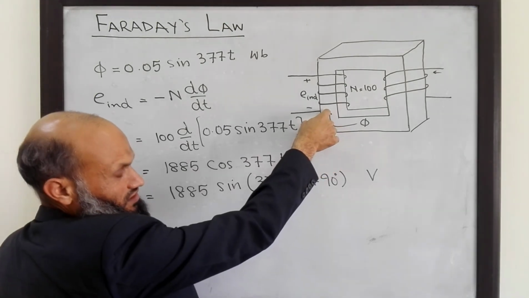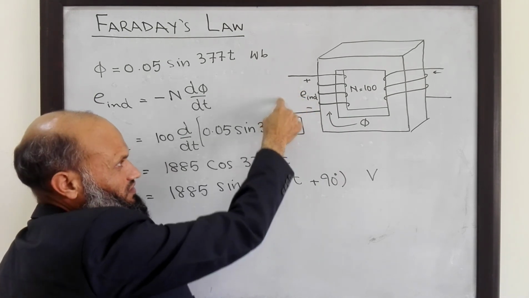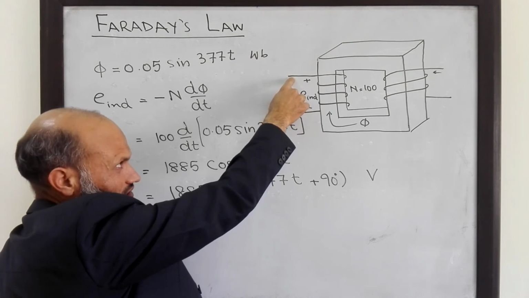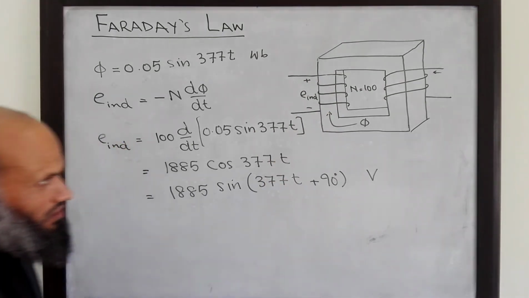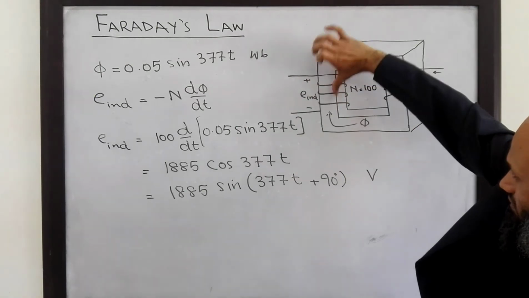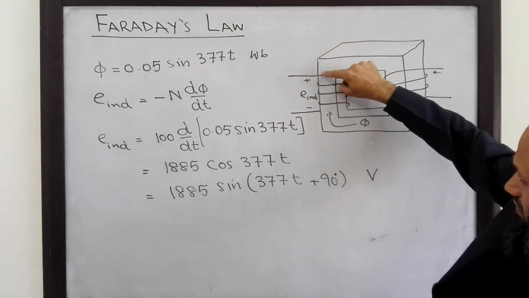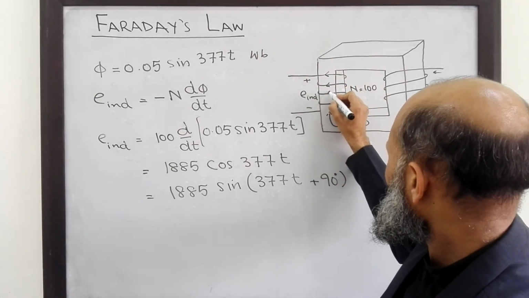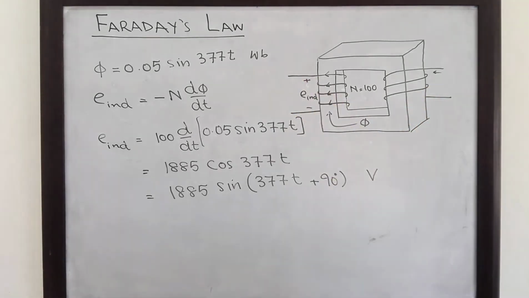The polarity of this induced voltage can also be determined. The direction of flux is this one, and the polarity of this voltage will be such that if this is short circuited, current will flow such that the flux produced by current in this wire will oppose this flux. That is, the direction of flux due to current in this coil will be downwards, and therefore the direction of current will be this one. That is, this is the positive end of the voltage source.